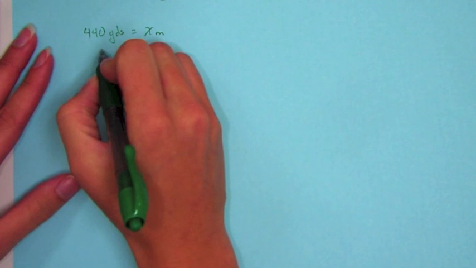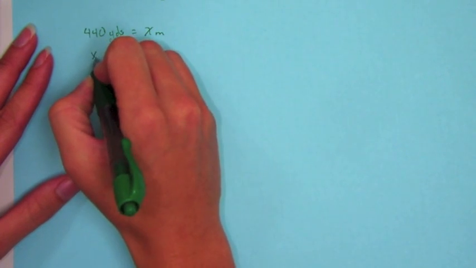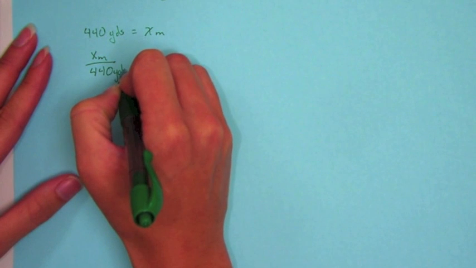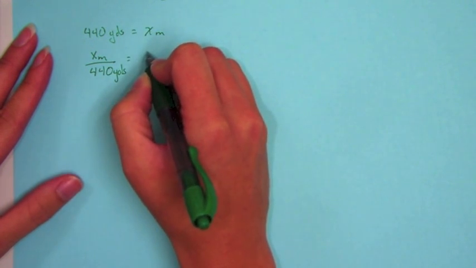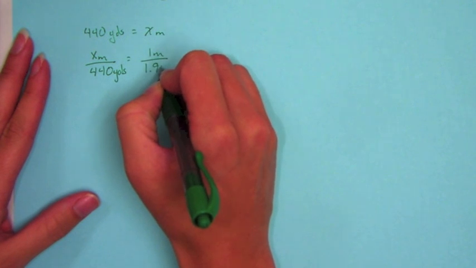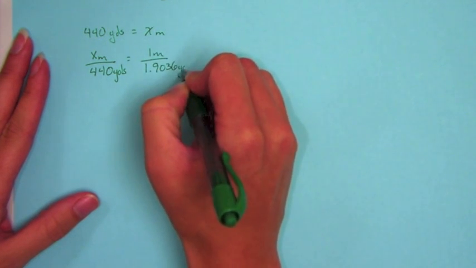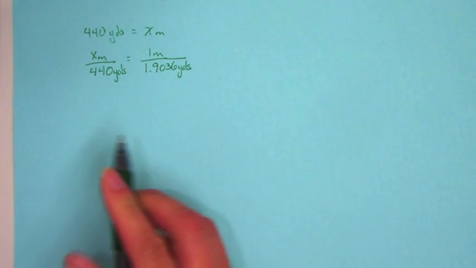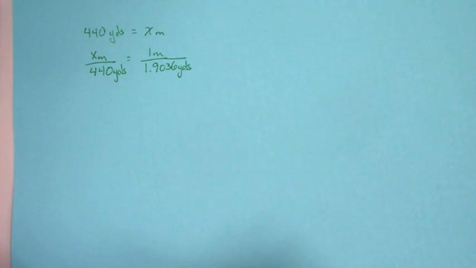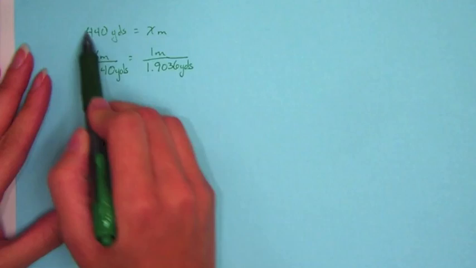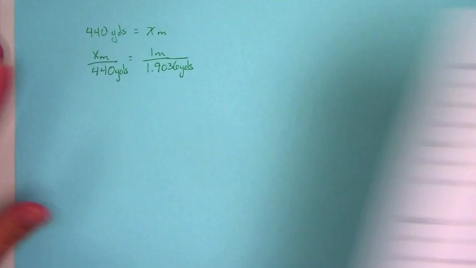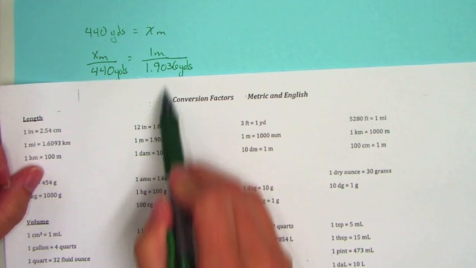So we set it up as a proportion. X meters over 440 yards. And we want to keep the same on top. So 1 meter, 1.0936 yards. It doesn't matter what you put on top and what you put on bottom, as long as this relationship is on top to bottom and the relationship from our paper is on top to bottom.